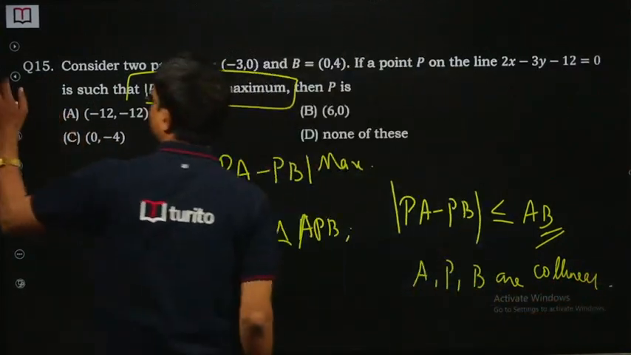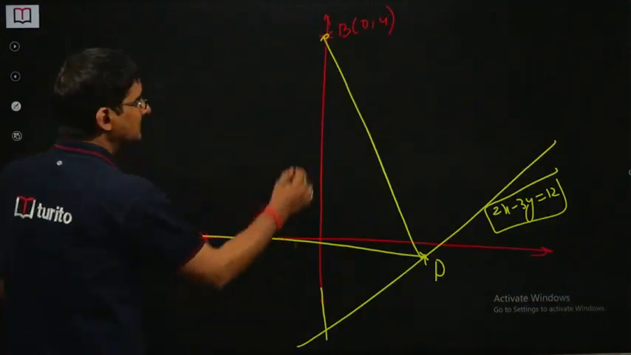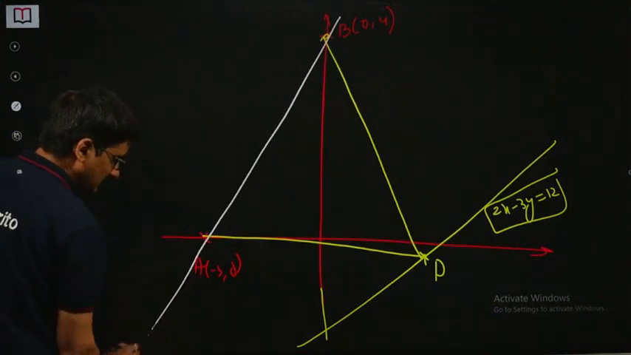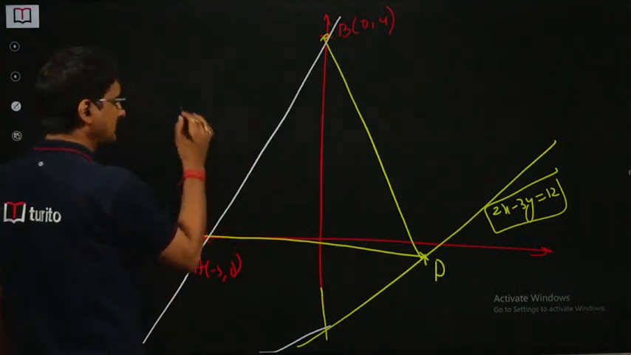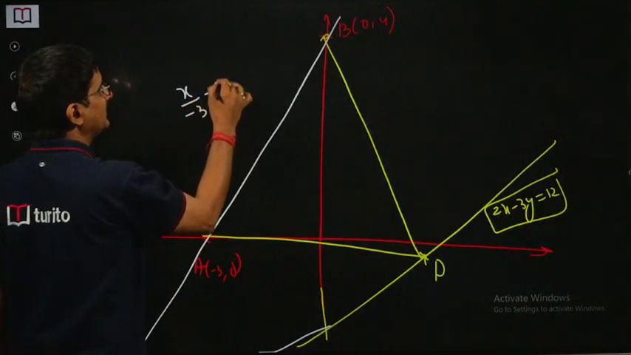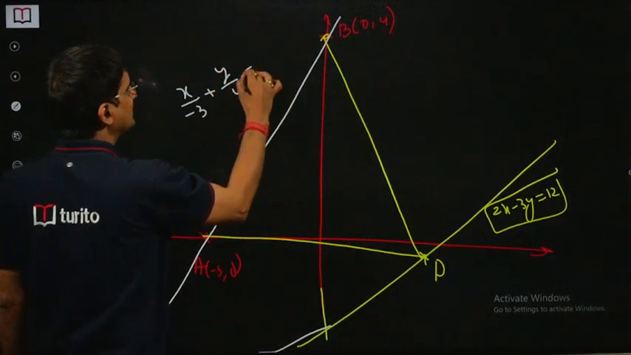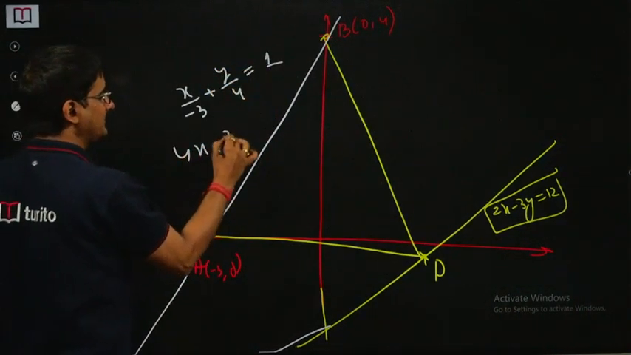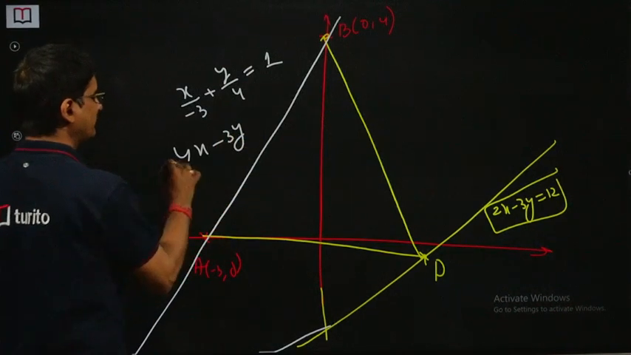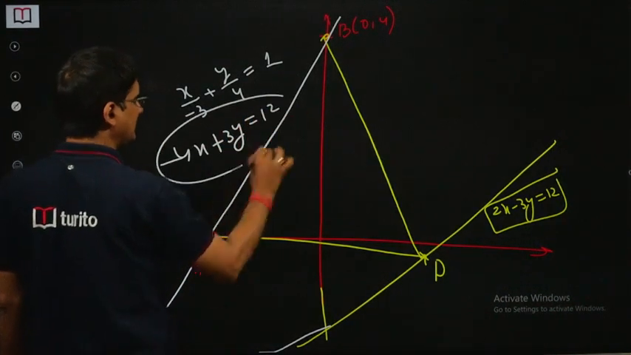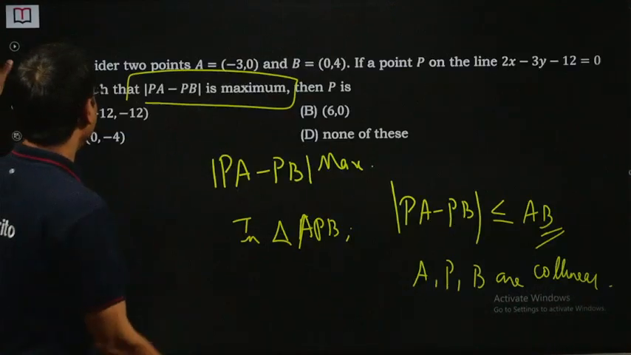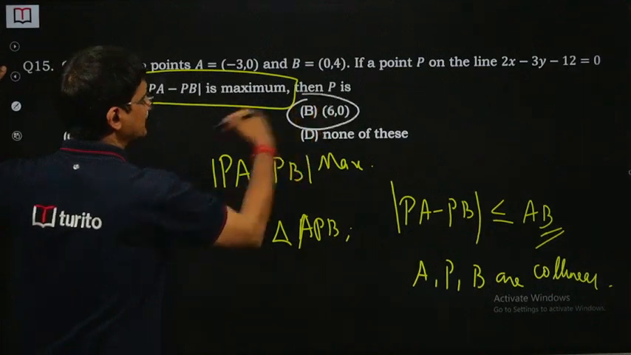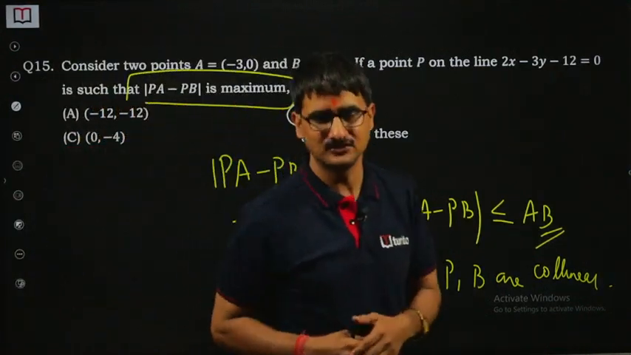So that's it, we got it. So what does that mean? They have to be collinear. So draw the line AB and find the point where it meets this line. So you have to just write its equation, and since we have intercepts, x by minus 3 plus y by 4 equal to 1. So it's 4x minus 3y equal to 12 together with 2x minus 3y equal to 12. Solve these equations and you get the point. Since I did it, I got it as (6, 0), so that should be the answer. So that's the last question of this worksheet.